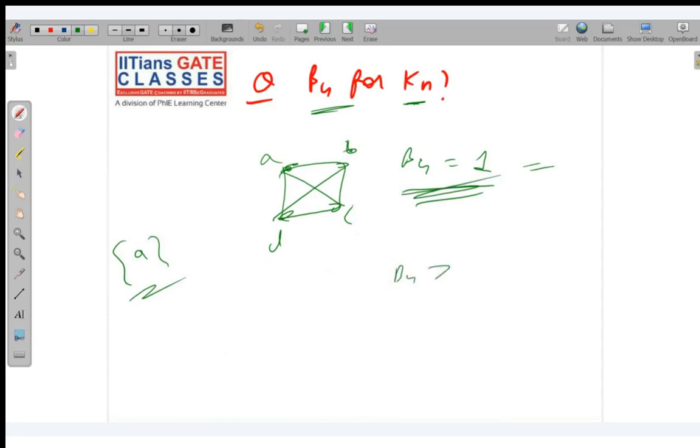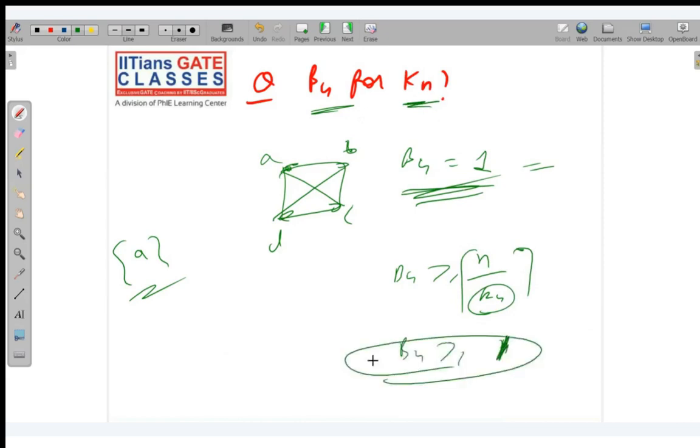And you can put the formula also. Beta G should be greater than or equal to ceiling of n upon kG. So kG for Kn will be n itself. So beta G will be greater than or equal to 1. And here we have got 1. Any doubt? Done, sir. No. Take snapshot. I will jump to the next slide.